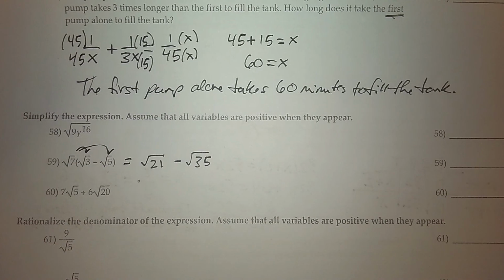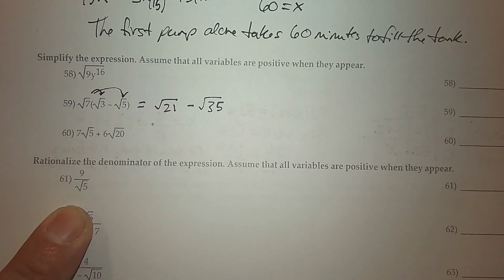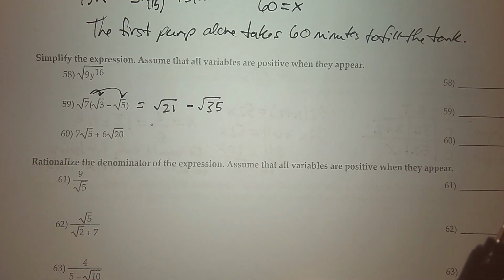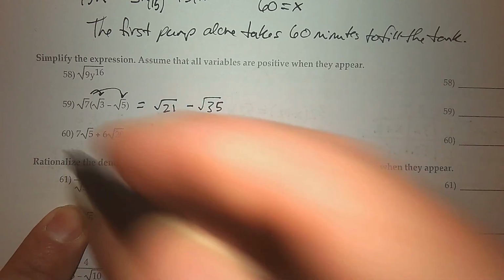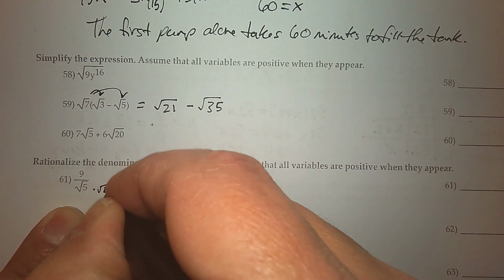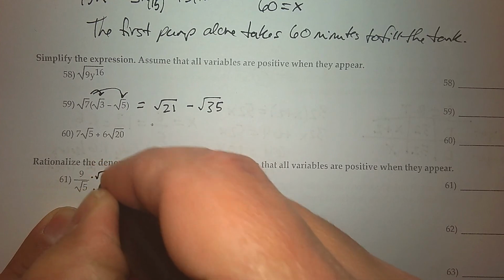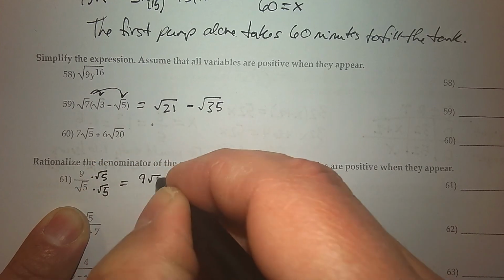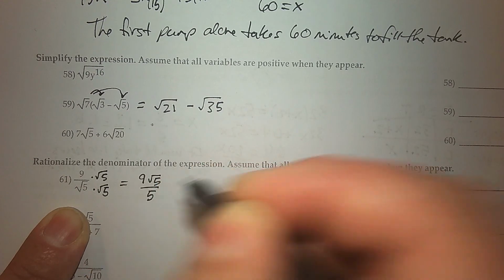Look at number 61. What does it mean to rationalize a denominator? It means to make the denominator a rational number. How can I make that a rational number? Multiply top and bottom by root 5. So I have 9 root 5 over 5, and it's over.